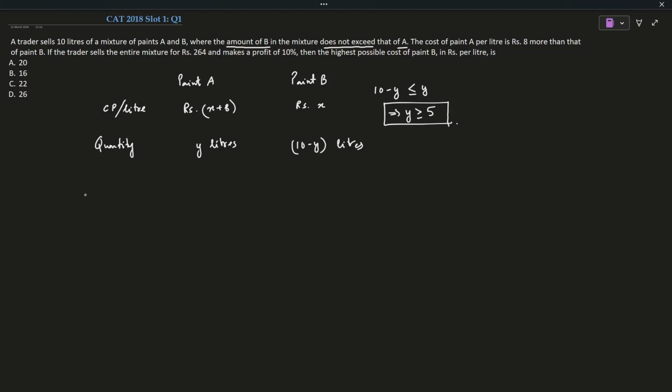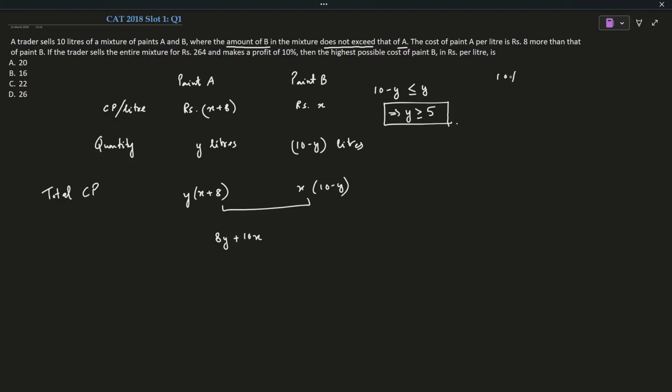Alright. What is the total cost price that the trader has incurred? Total cost price will be Y into X plus 8, and X into 10 minus Y. So I will have to add these two to get the total price the trader has incurred. So this will give me 8Y plus 10X. XY and minus XY will get cancelled.